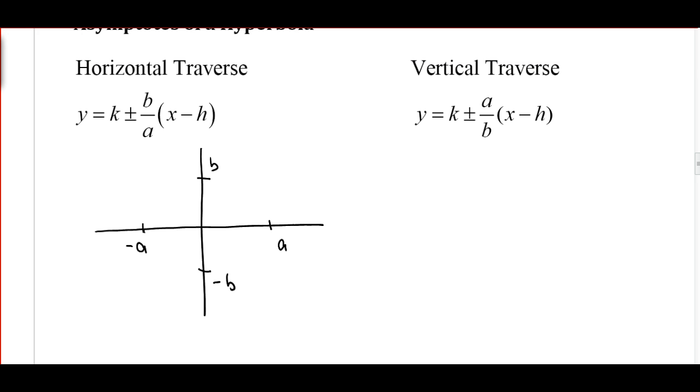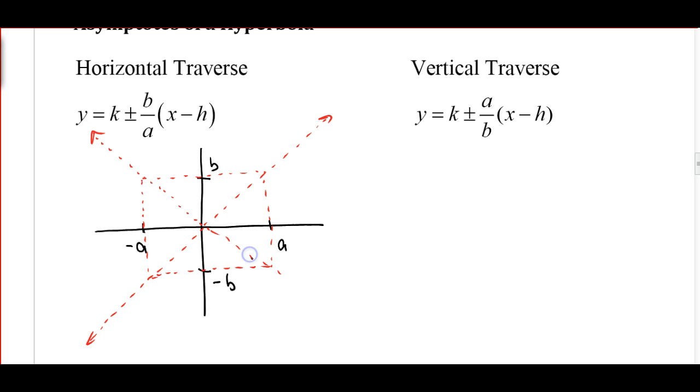And then when you're drawing your hyperbola, the best thing to do is locate this rectangle based on your values for A and B, and then draw in your diagonals. These are going to be our asymptotes. Notice that these are dotted because they're not actually part of the hyperbola. They just help us to draw it.